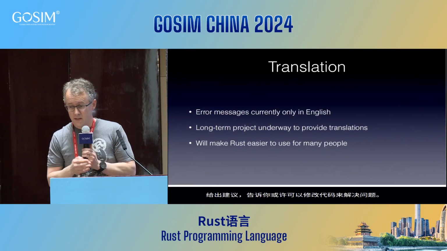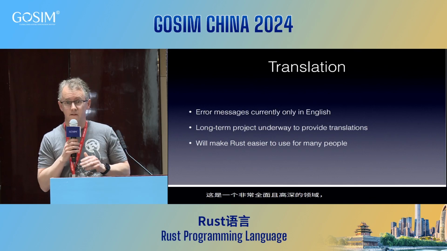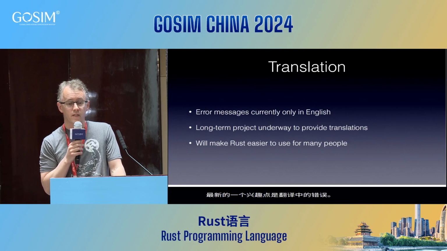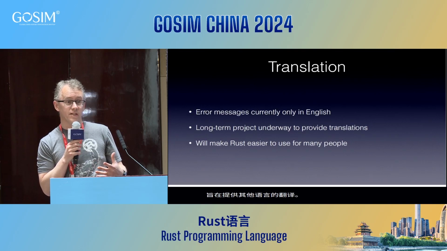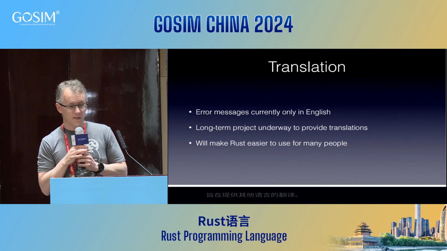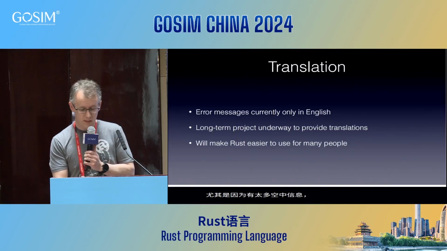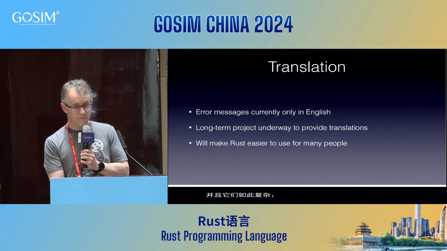Related to this, translation of errors is a topic of interest. Error messages are currently only in English. There is a long-term project underway to provide translations to other languages. It's not easy, particularly because there are so many error messages and they are so sophisticated. That makes the translation job difficult. But this will make Rust easier to use for many people and is a worthwhile thing.